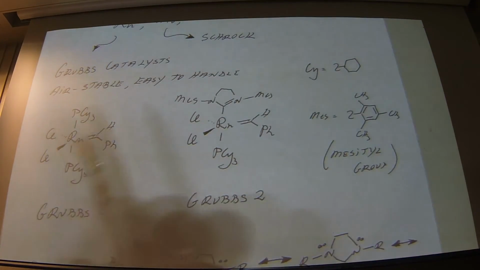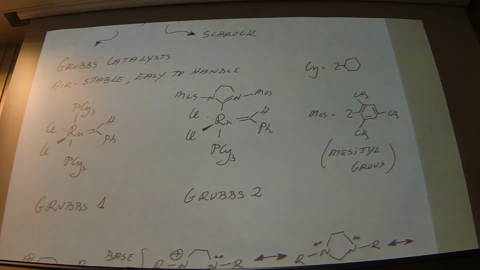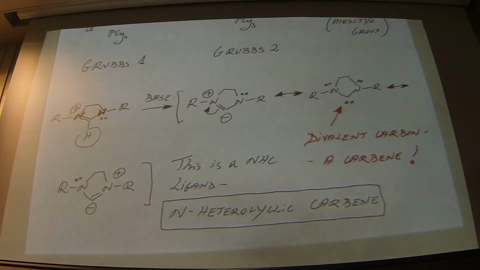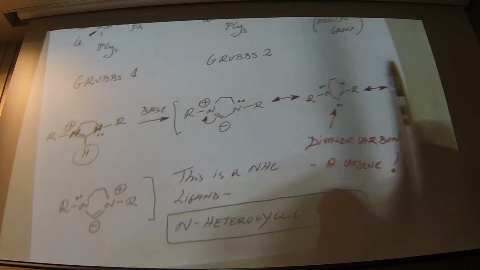metathesis reaction. And recall that we have these rather exotic-looking organometallic complexes, typically of ruthenium, where I have a carbene attached. That's a carbon with two bonds to a metal, and tricyclohexyl phosphines, or in the other Grubbs catalyst, I have a stable N-heterocyclic carbene as a ligand. And these are L-type ligands.